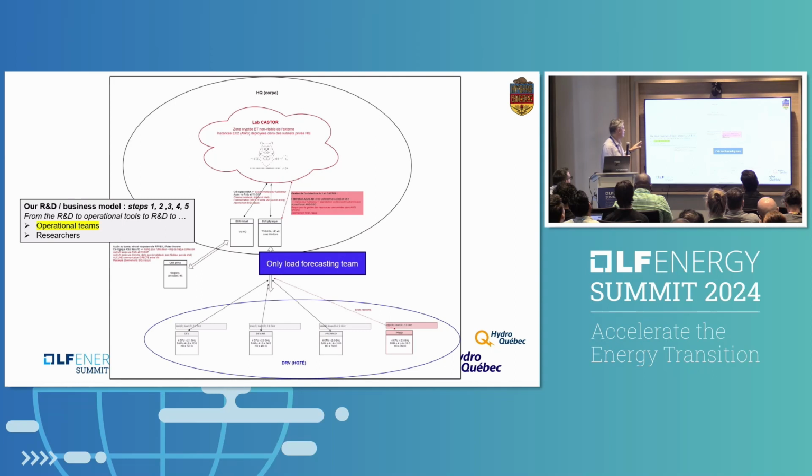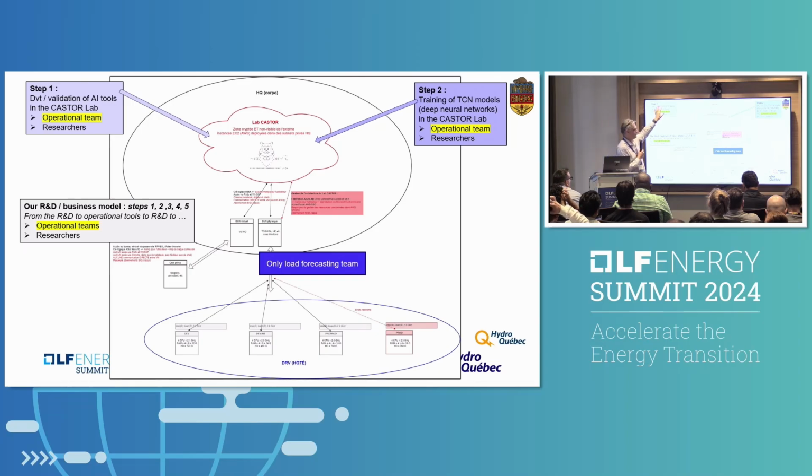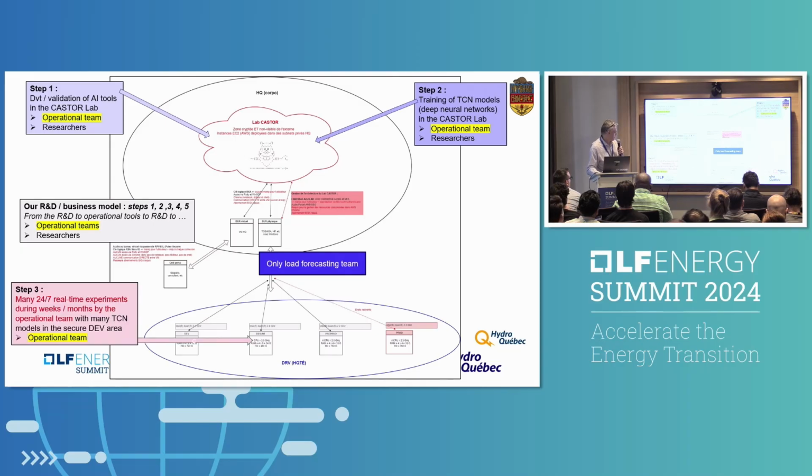So the cycle of our R&D is the following. In the first step, we develop and validate our AI tools in our CASTOR lab. So the two teams are involved in this step. In the second step, we will train the new models that we have developed here, for example, the TCN models. In the third step, we will launch many real-time experiments, I will show you also that, during weeks and months by the operational teams. So in this area.